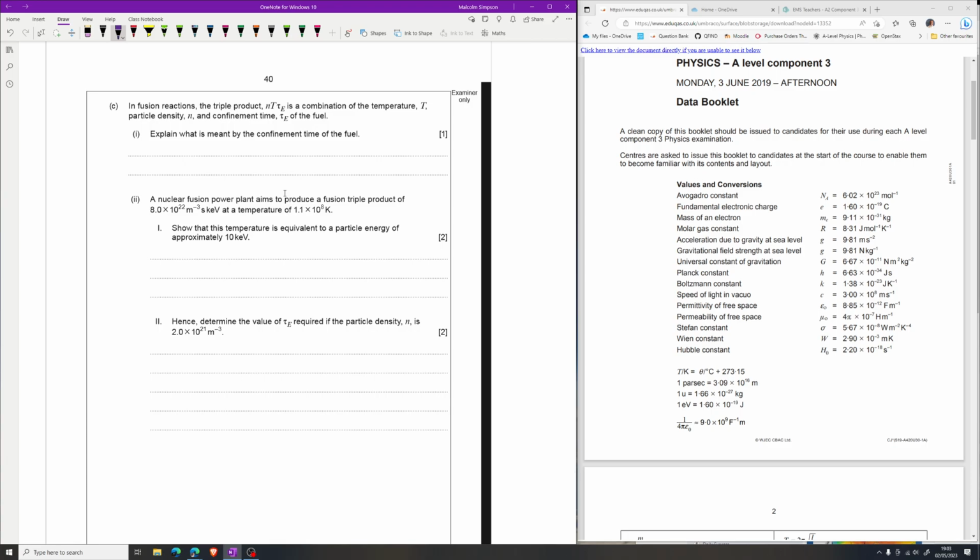Right, the triple product. Okay. Yeah, this is going to be pretty dubious. I'm not sure how much of this I can remember. Explain what is meant by the confinement time of the fuel. As I recall, that is the time that the fuel remains above fusion temperature, isn't it? Confinement time is a slightly misleading term. It's not how long the fuel is confined for. It's how long it's above the energy requirement for fusion. The time fuel must be above temperature required for fusion.